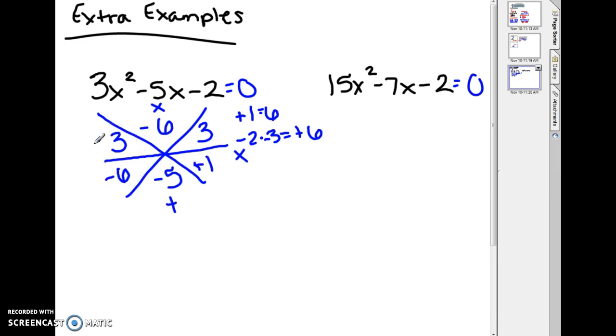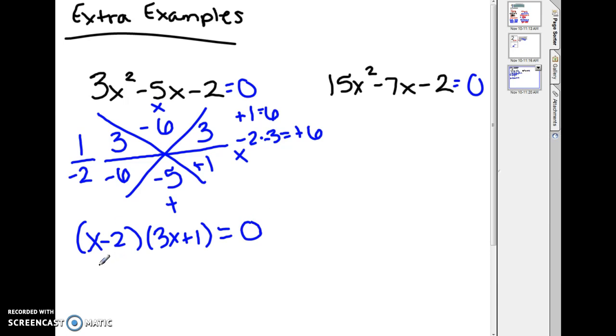Now if you notice, I can reduce this fraction. This reduces to 1 over -2, so then that answer will be x minus 2. Now this one, 3 over 1, does not reduce, so it would just be 3x plus 1. All right, bring down the equal 0.